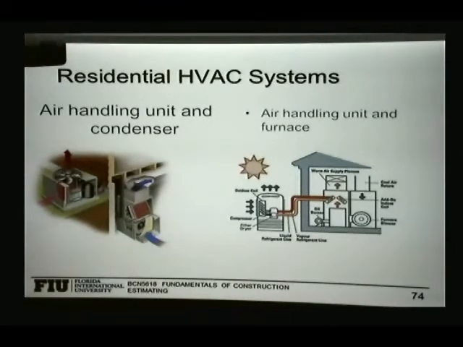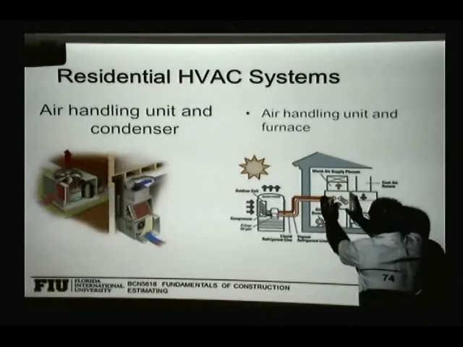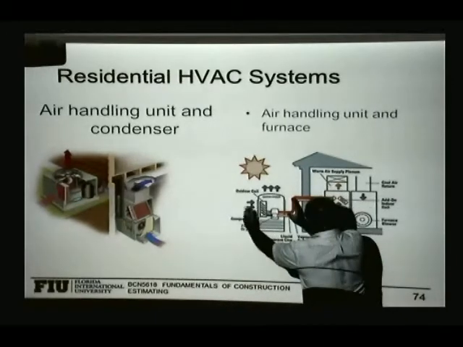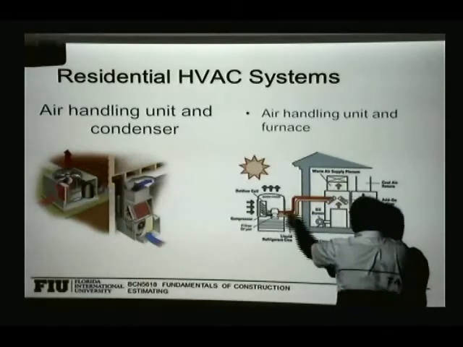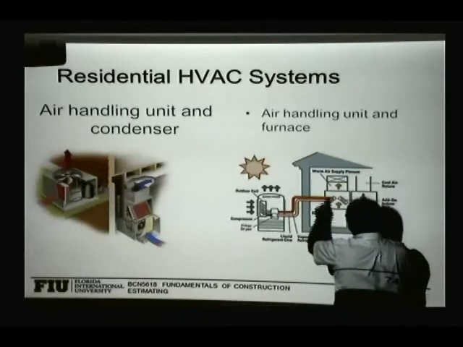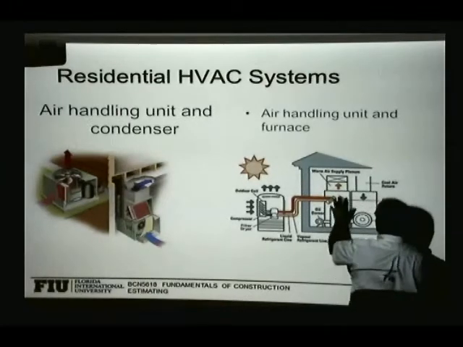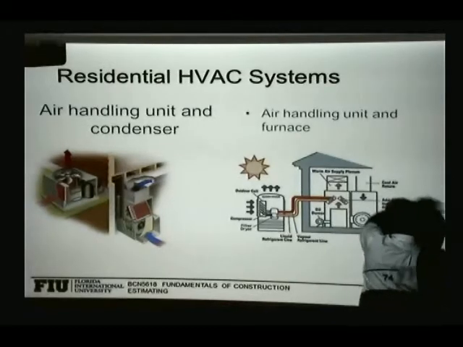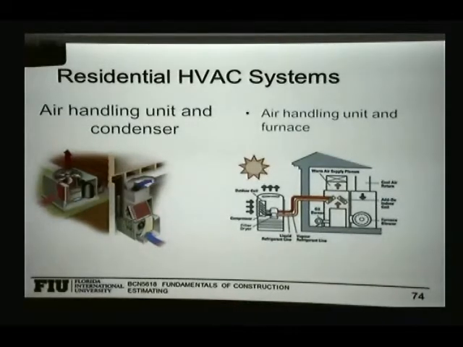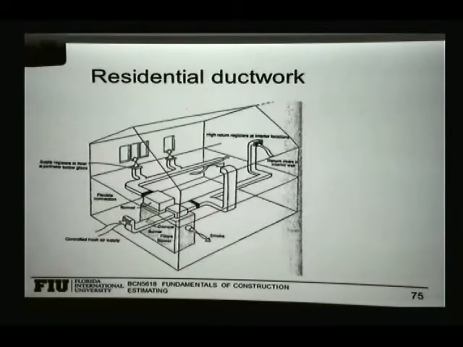Here's a diagram of a residential system that I was talking about. You have the air handling unit inside the house, and then you have your compressor outside. So you have lines that go from inside to the outside. This is refrigerant that goes back and forth. It goes through the cooling coil, the air comes in, gets out cold, and then it gets distributed inside the building using ductwork like this one.